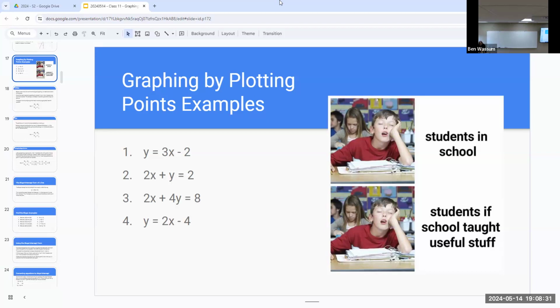So we got 4 problems here. We're gonna graph a few of them. Are you excited to graph? Yeah. Yeah, you are. You might not know you are, but you are. You're really excited. Okay, so we have y is equal to 3x minus 2.